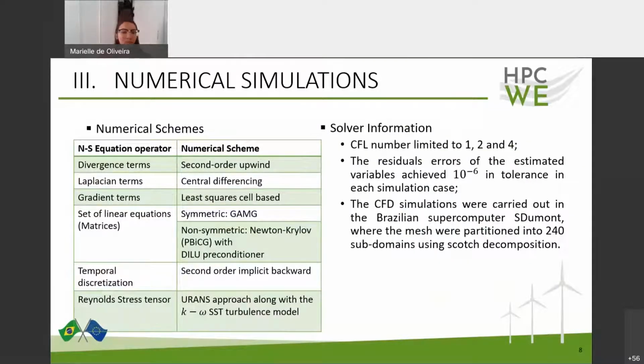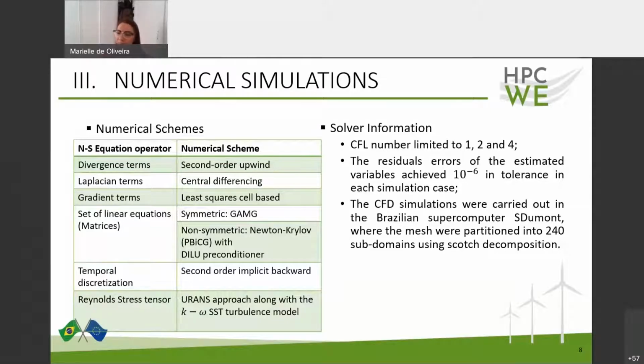Regarding the spatial discretization schemes considered for the Navier-Stokes equations operators, the treatment of the divergent terms was made through the second order upwind scheme. In addition, the central difference scheme was considered for the Laplacian terms, and the least squares cell-based scheme for the gradient terms. Last but not least, the set of linear equations were solved by the geometric algebraic multigrid solver for the symmetric matrices, and the Newton Krylov solver connected with the DILU preconditioner for the non-symmetric matrix.